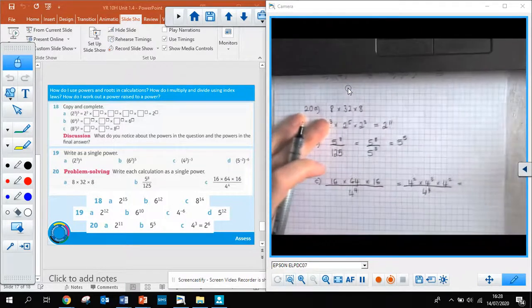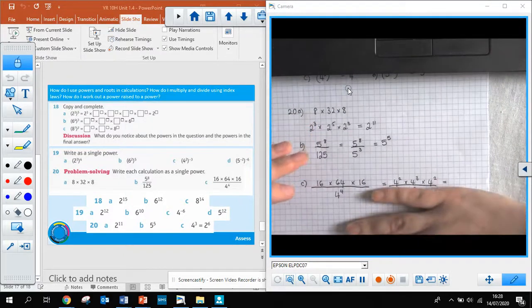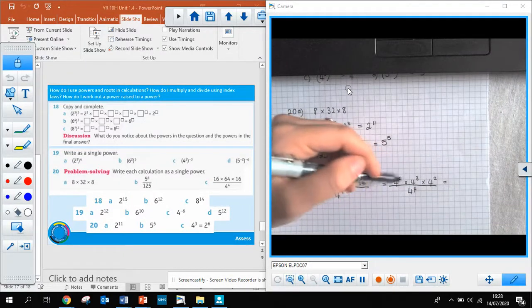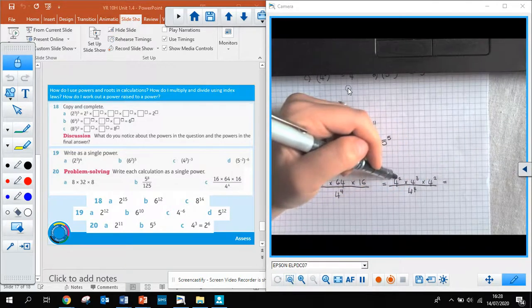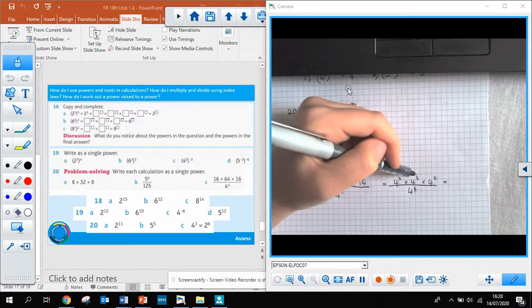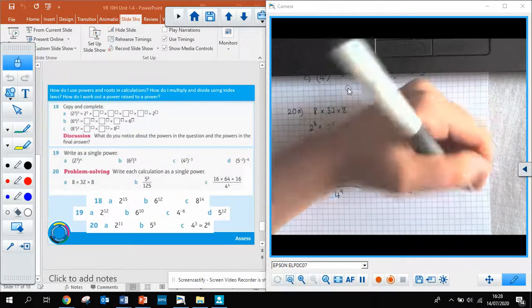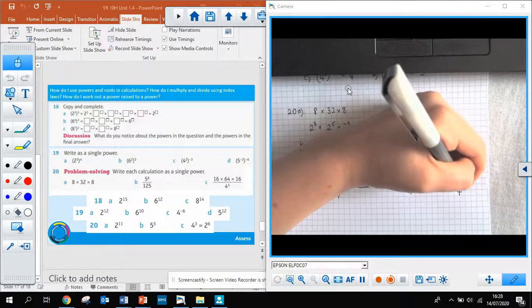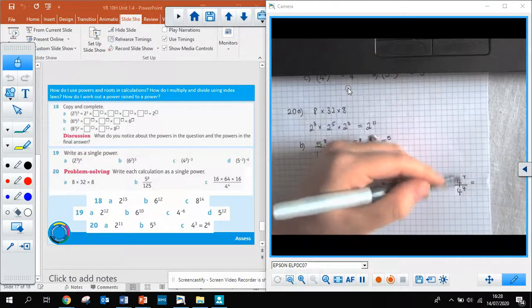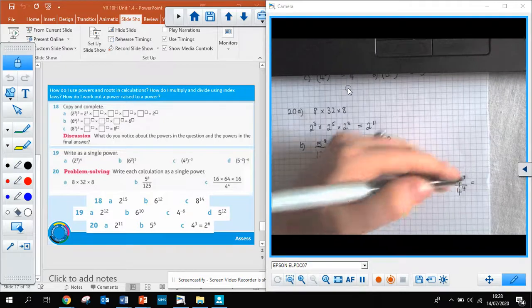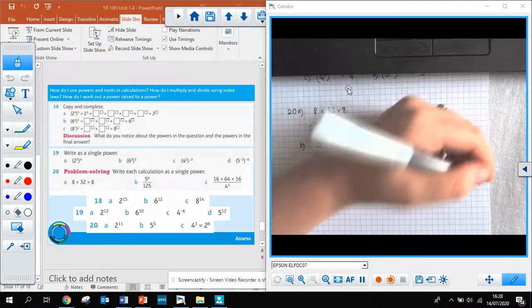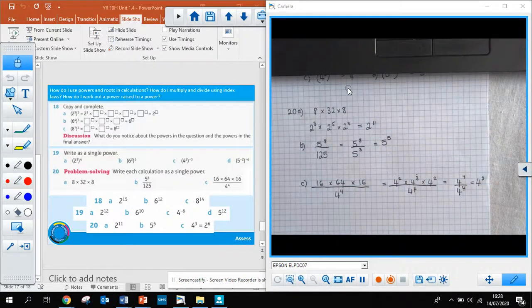Simplify our numerator first. If we just looked at that bit alone, we're going to be adding our indices because we're multiplying them with the same integer. So 2 plus 3 is 5, plus 2 is 7. So we have 4 to the power of 7 all over 4 to the power of 4. We subtract when we divide. So 7 take 4 is 3. So we're left with 4 to the power of 3. Okay, so 4 cubed. You could also have had 2 to the power of 6 as they've put on the screen there.